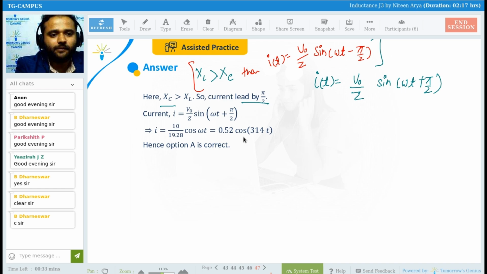Okay. So this is the method. Current I equals V naught by Z. Z is total impedance. Sine omega t plus pi by 2. Put everything and you can get it. Sine omega t plus pi by 2 is cos omega t. And then calculating this, correct option is A.